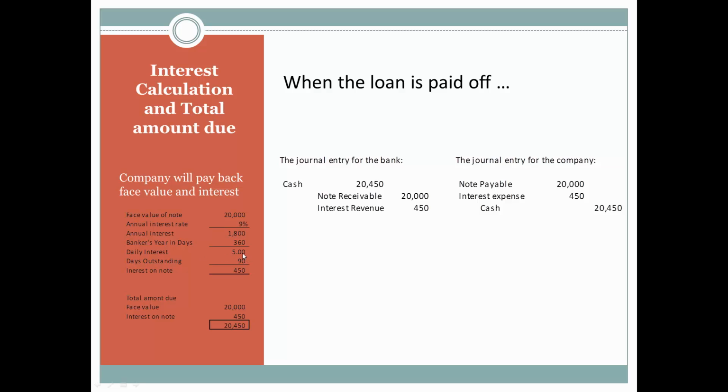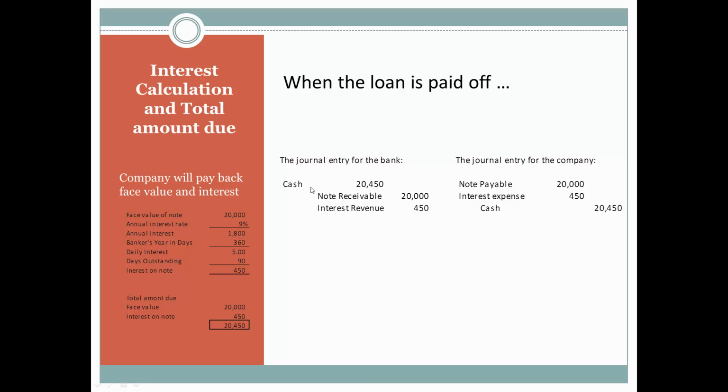This will yield a daily interest rate, which we want to multiply by 90 days because that's the number of days the loan is outstanding. So the total interest associated with this note is $450. So the company will be paying back $20,000 plus the interest, a total of $20,450, and the bank will be receiving $20,450.